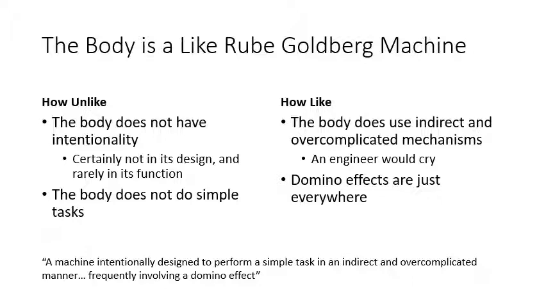The ways that the body is not like a Rube Goldberg machine are, of course, that a Rube Goldberg machine is intentionally designed and the body is not. It has been shaped over millions and even billions of years of evolution, if you're considering the evolution of cells as well. That's just by the mindless processes of natural selection. It has nothing to do with intention or purpose, really.